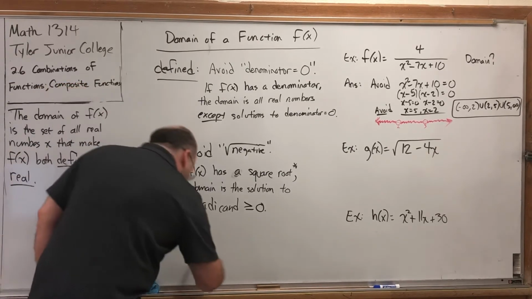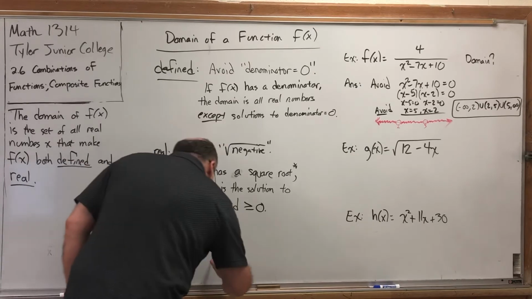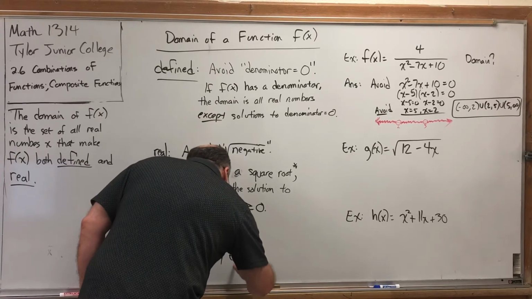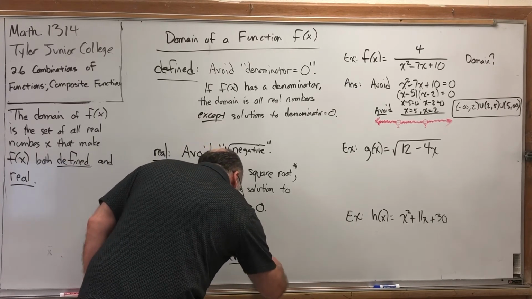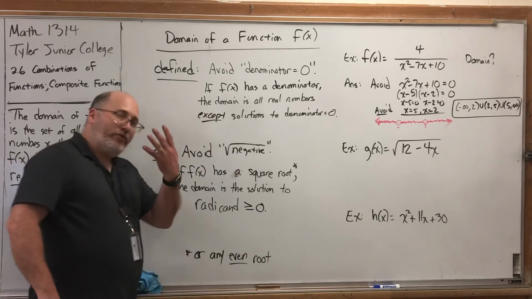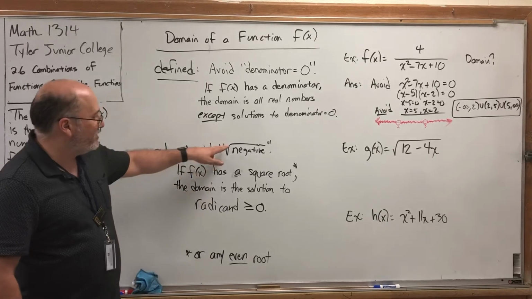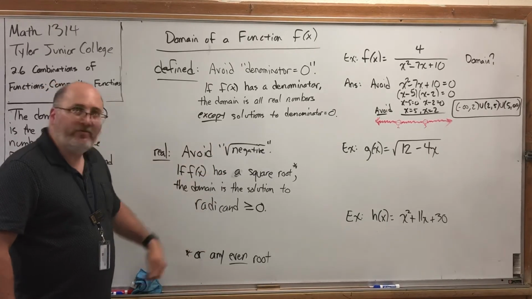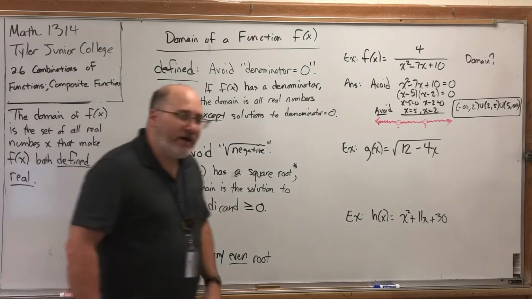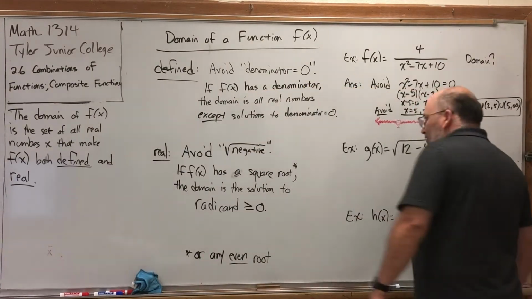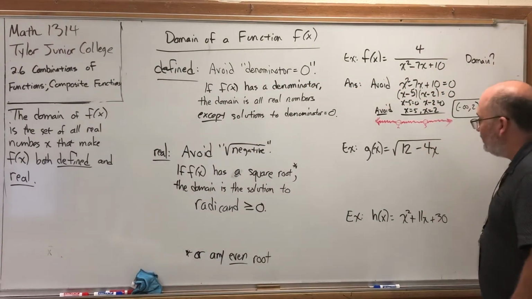The asterisk is for any even root. So again, 4th root, 6th root, 102nd root. As long as it's an even root, we would do this. If it's an odd root, we don't have to worry about it. The domain is all the numbers unless there are other issues like denominators.